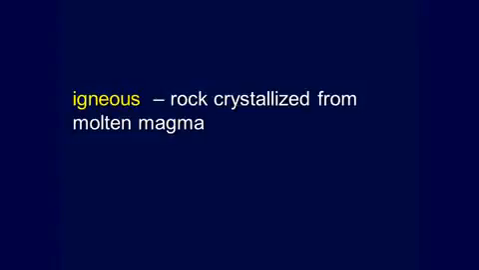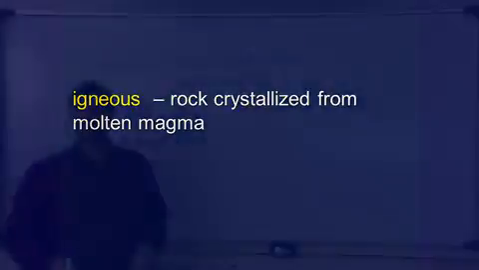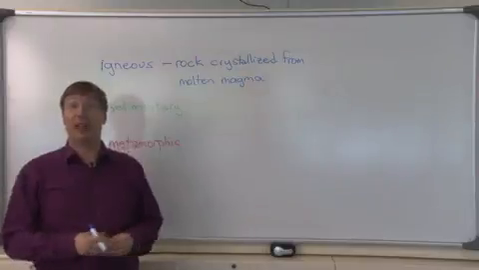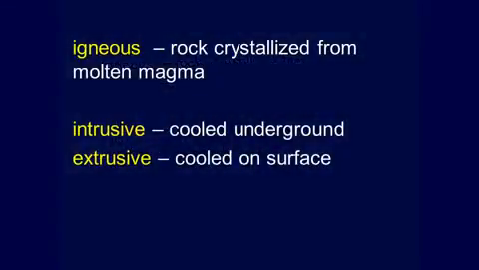Molten magma is simply molten rock, and it comes up from beneath the earth and cools either underneath the Earth's surface or at the Earth's surface. And that leads us to two different definitions of igneous rocks: intrusive or extrusive.